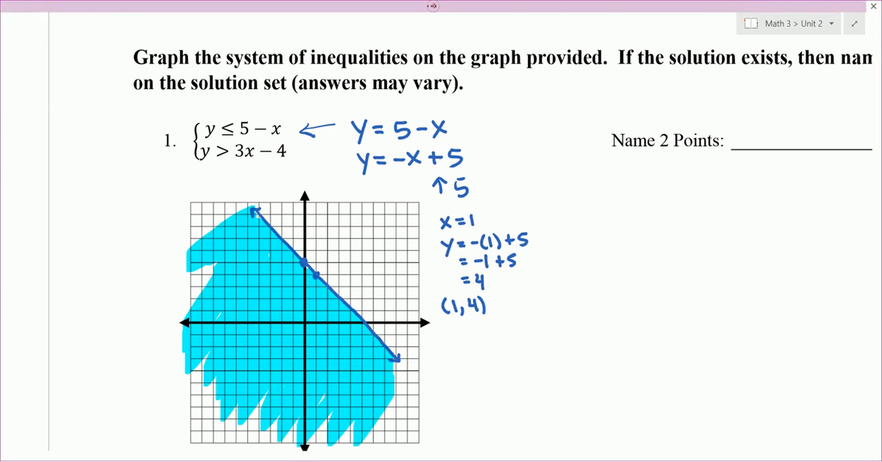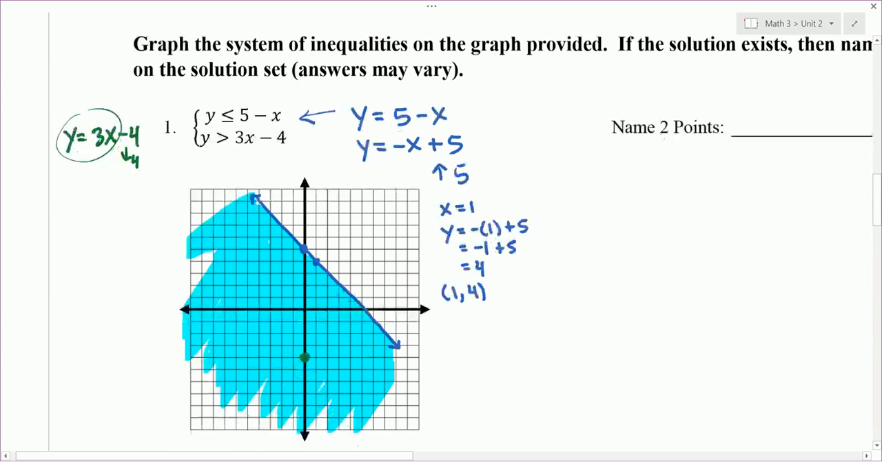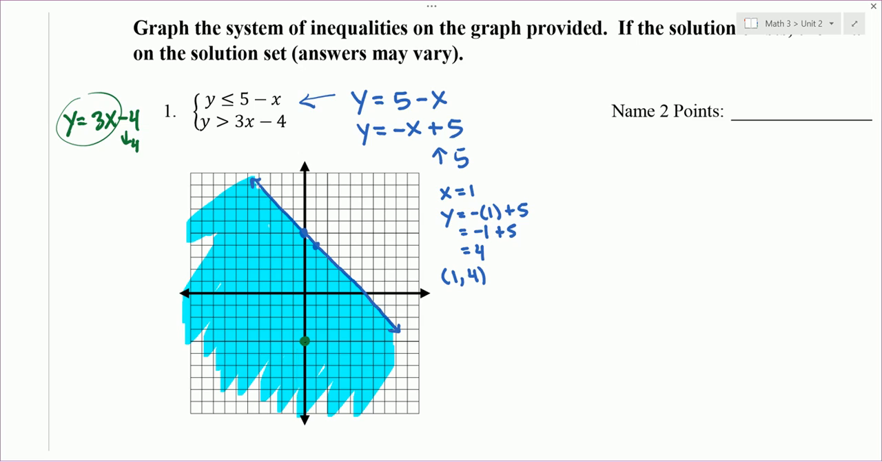We have a second graph now. We've got to think y equals 3x minus 4. So the y equals 3x is the parent graph. The minus 4 drops us down 4 from 0, 0, 2, 3, 4. So our first point we put on, and then pick another x value to find out what y is. I plugged in a 1, and I get 3 minus 4, which is negative 1. So x is 1, y is negative 1.